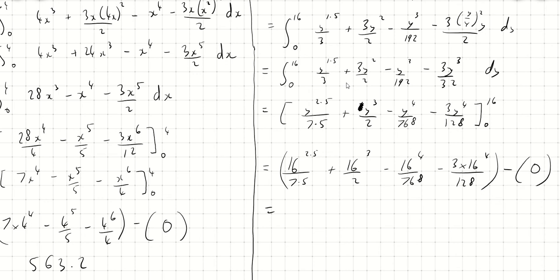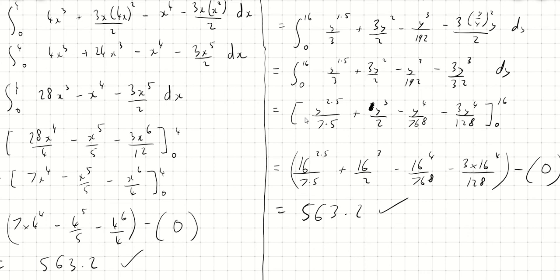And now this is just something we can plug into our calculator. 16 to the 2.5 divided by 7.5 plus 16 cubed divided by 2 minus 16 to the 4 divided by 768 minus 3 times 16 to the 4 over 128. And again, I have checked it, and we do again get 563.2, which corresponds with our other answer. So we're again quite happy that we're on the right lines.